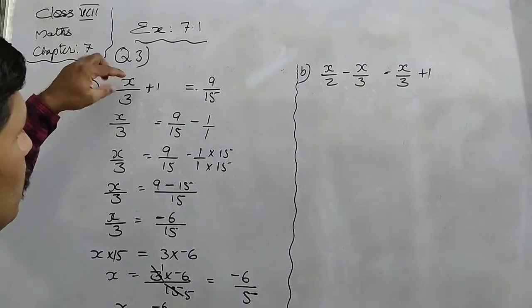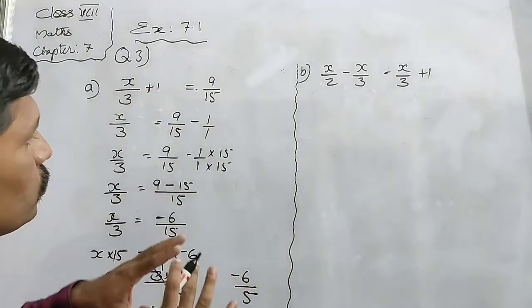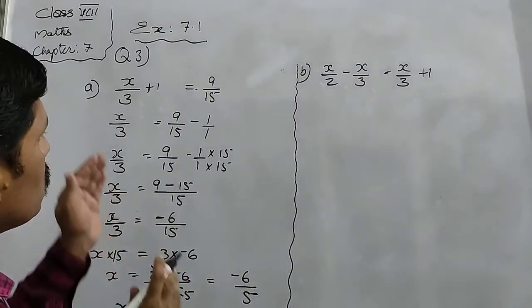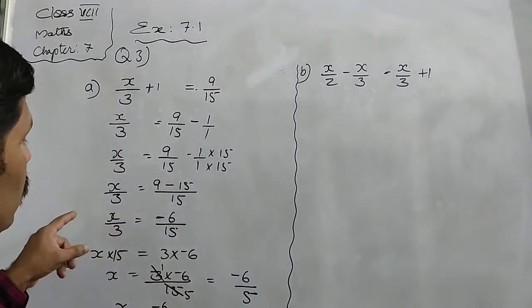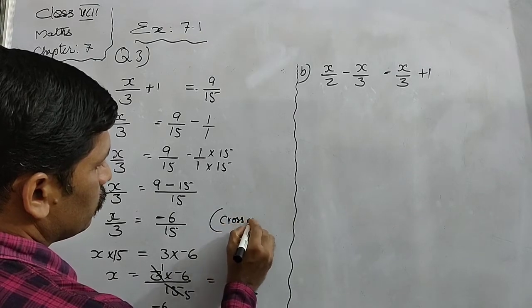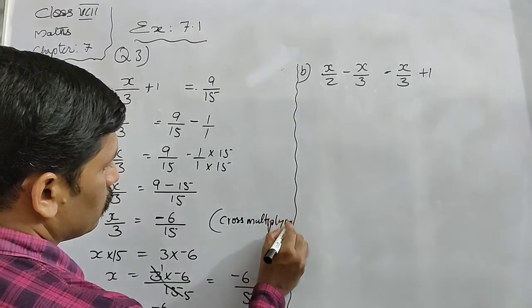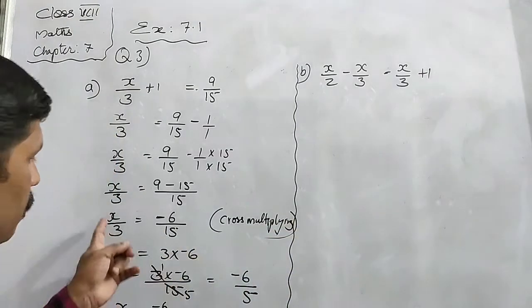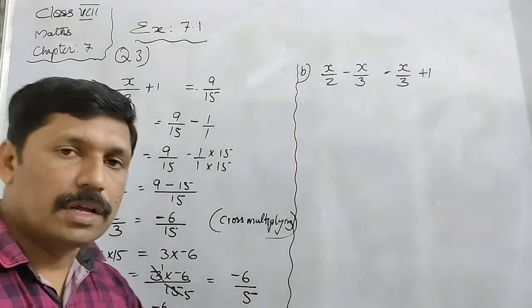So first of all, if anything is there to solve, we have to do those necessary calculations, and then finally we can cross multiply. Now in this stage we are cross multiplying. We cross multiply x into 15 and 3 into negative 6. Then after that we find the value of x.